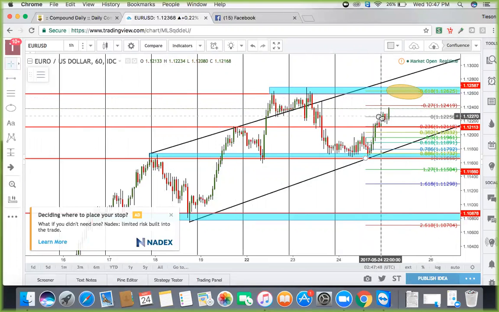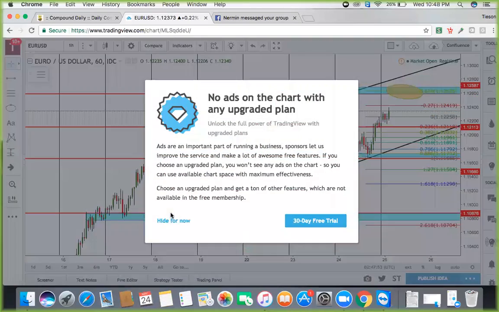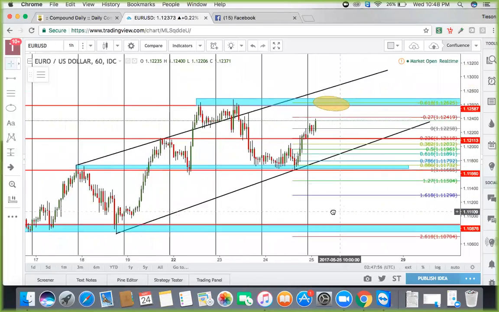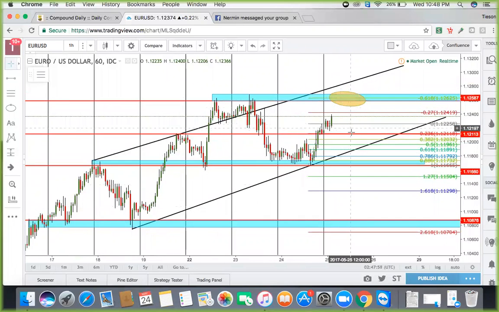So what I'm looking for is I want to see a rejection off of here, and I want to see price come back down to this 38.2 or to this area right here. See nice long wick, okay, like we saw right here, nice little wick, and a continuation up. So ideally, I want to see what I saw right here. I want to see push up, pull back, so we call pullbacks, and then I want to see a continuation up.